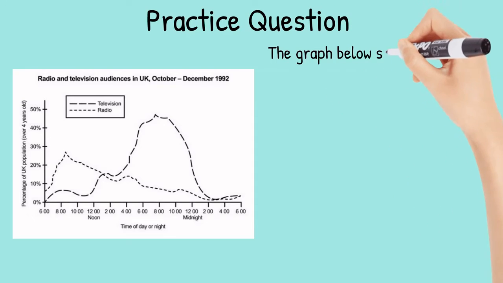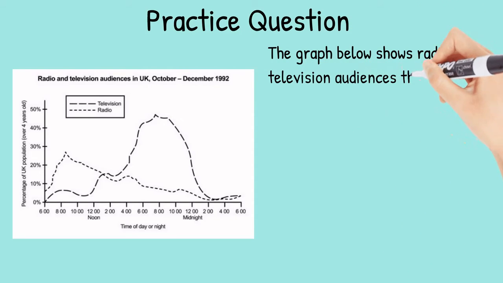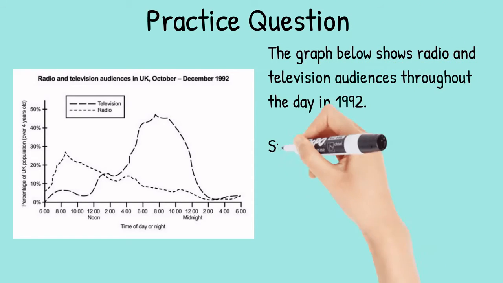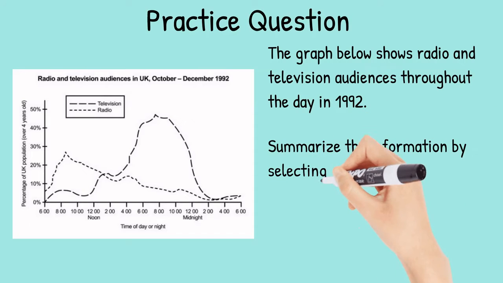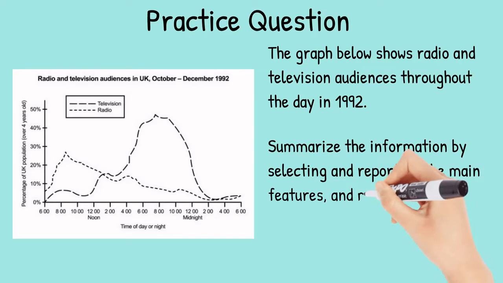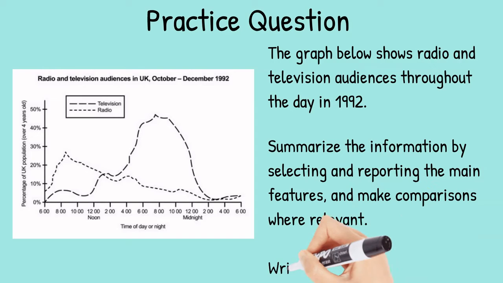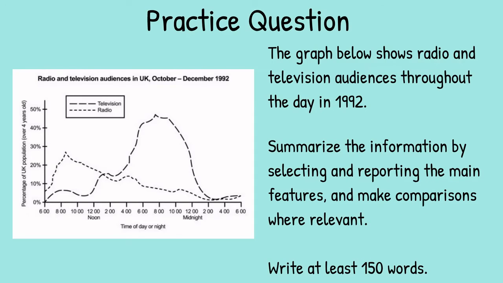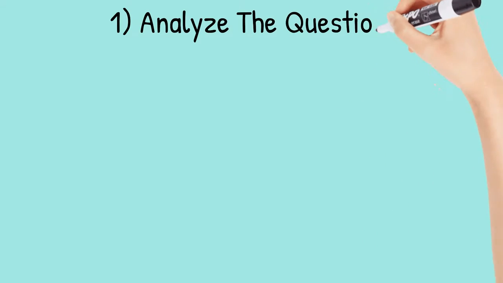Here's our practice question. The graph below shows radio and television audiences throughout the day in 1992. Summarize the information by selecting and reporting the main features and make comparisons where relevant. Write at least 150 words. Let's understand the first step, that is analyze the question.